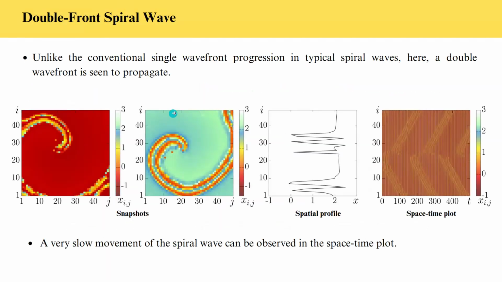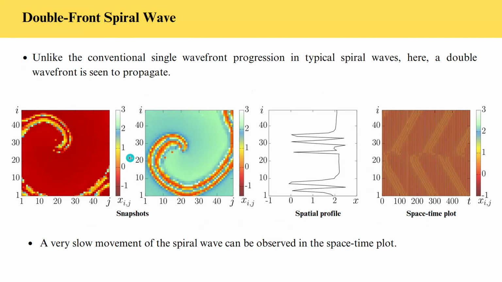Next is the double front spiral wave, a particularly intriguing regime. Unlike traditional spiral waves with a single wavefront, this regime features two closely spaced wavefronts. As you can see, previously we have seen a single wavefront. Here we can see the two wavefronts propagating.